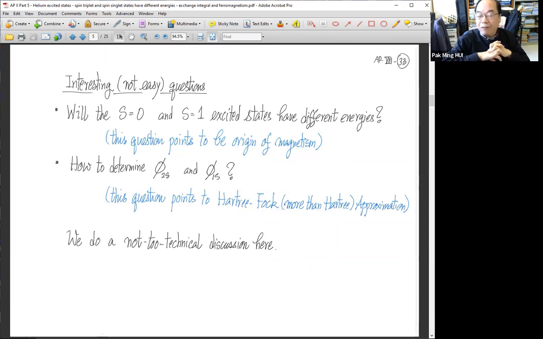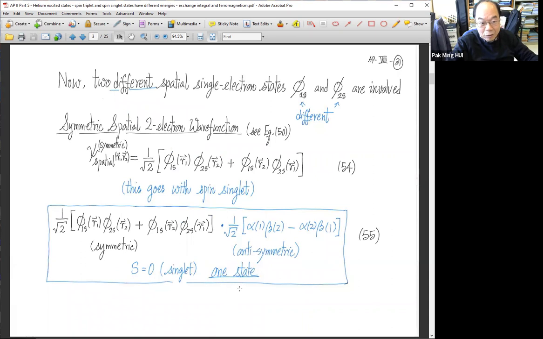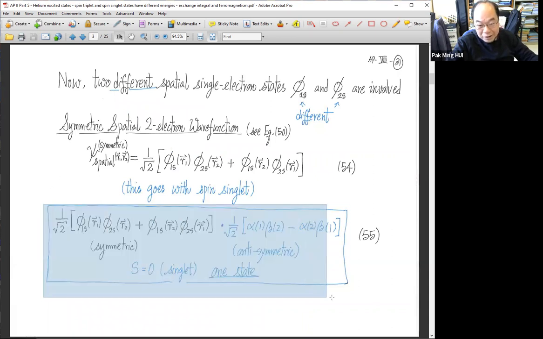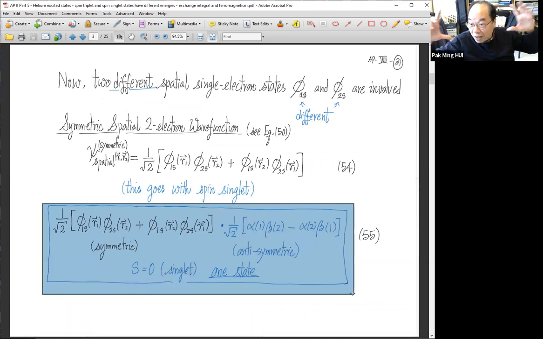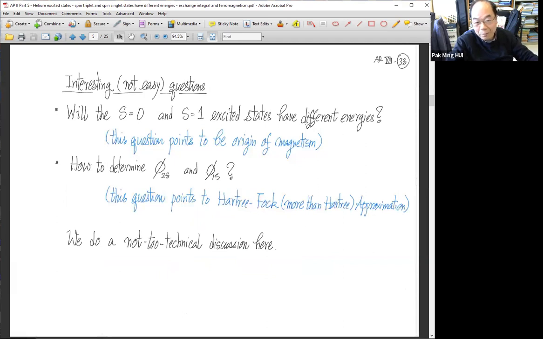So it follows there are some non-trivial questions. We have two possibilities. We have the helium Hamiltonian. The question is, will the expectation value of the energy of the Hamiltonian in this state and in that one have the same value or different energies? So this is the first question, number one. Let me tell you the answer. They have slightly different energy, and that is the origin of ferromagnetism.